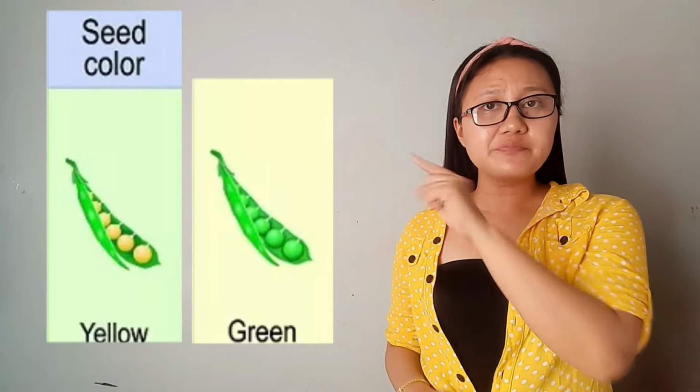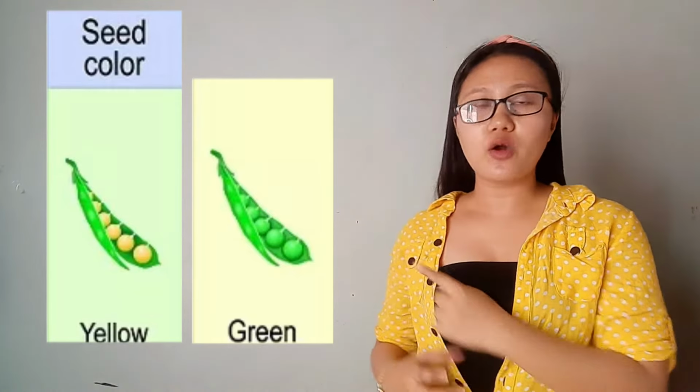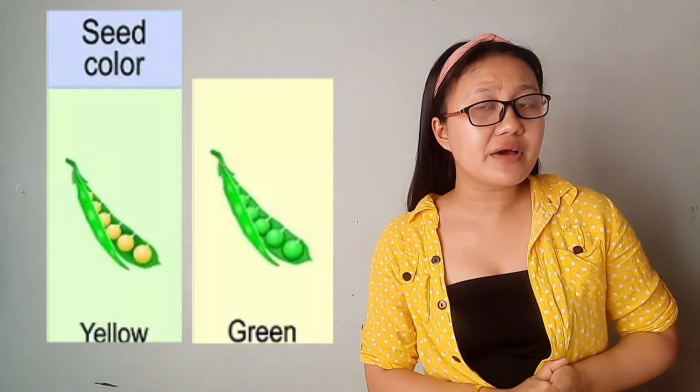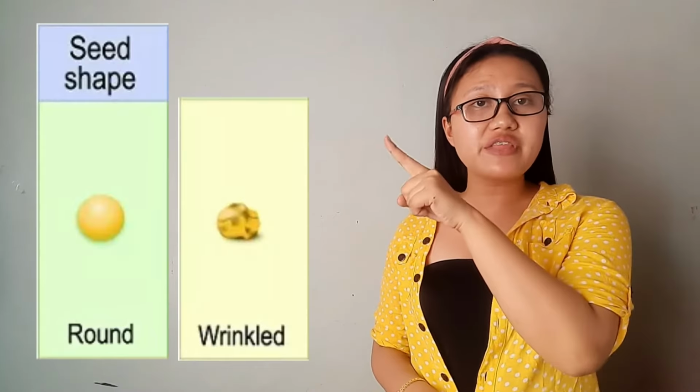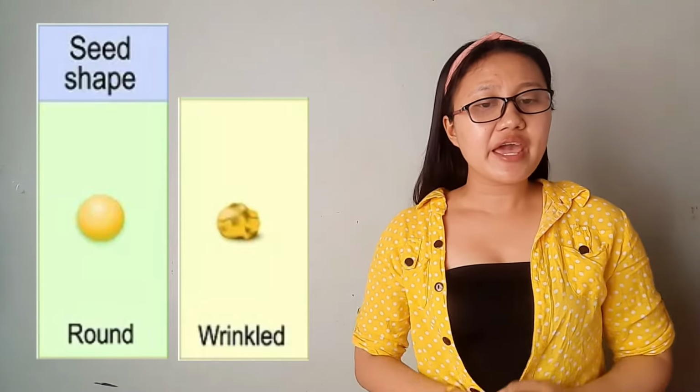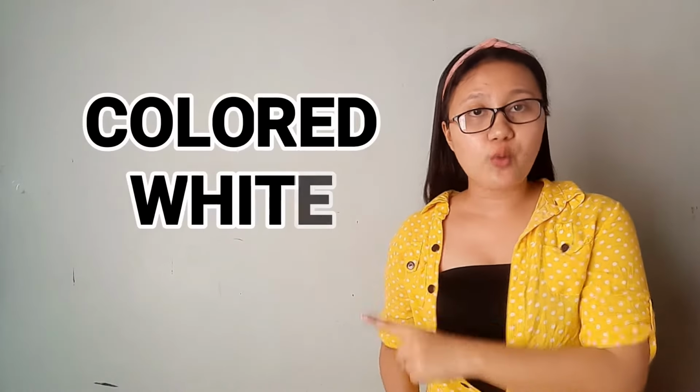Gregor Mendel studied these 7 traits because these are easily recognizable in pea plants. The following are the 7 recognizable traits and contrasting forms in pea plants. Number 1, the seed color. So, ginamit niya ang green at saka ang color yellow. Pagdating naman sa seed shape, ginamit naman niya ang round at saka ang wrinkled. And when it comes to seed coat color, okay, he used colored at saka white.